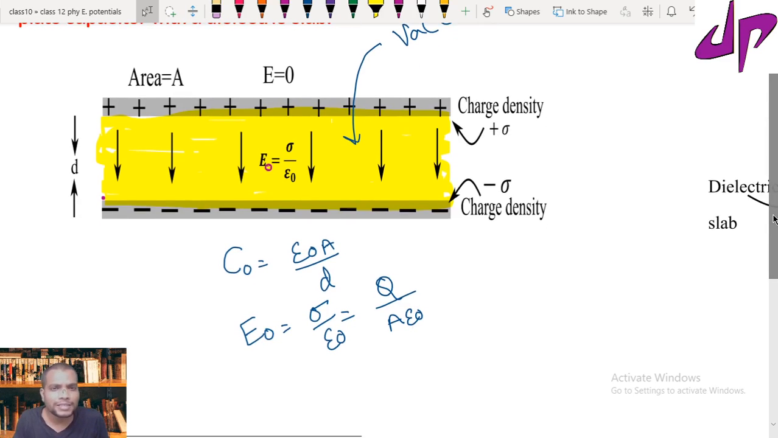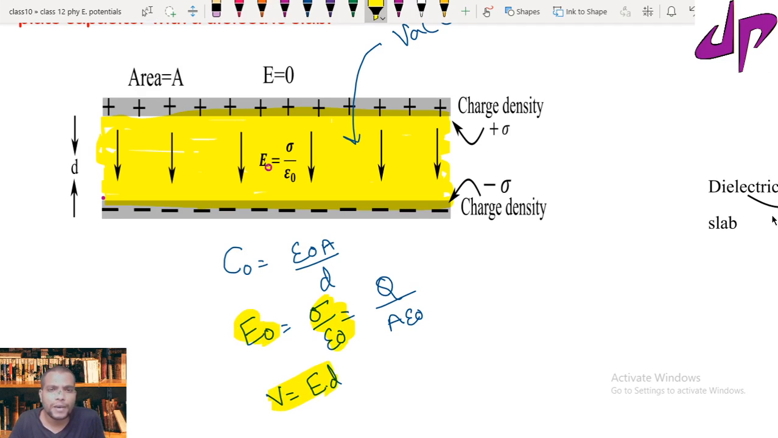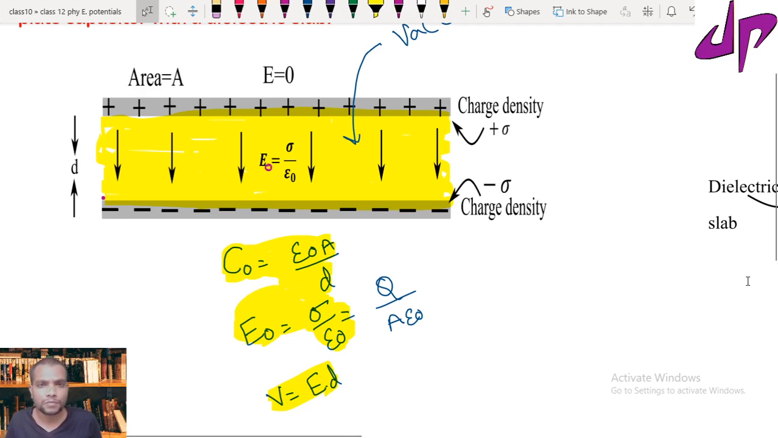And we know one more relation, between electric field and potential. To find the potential between the capacitor plates, potential V equals electric field times the distance, so we need to find the electric field. These three are the earlier knowledge we have about the capacitance of a capacitor. Here epsilon naught is the permittivity, which means the medium is just air or vacuum, not any other material medium or dielectric medium.